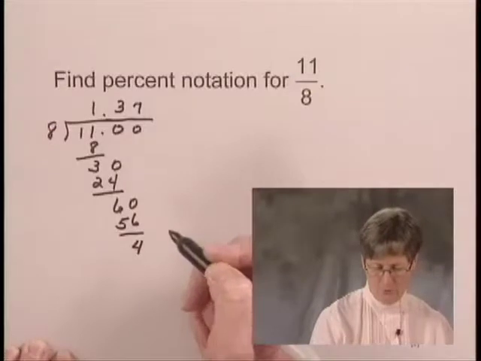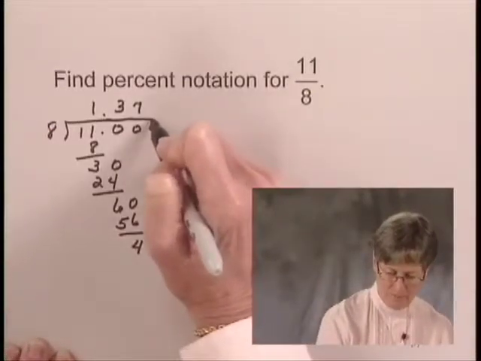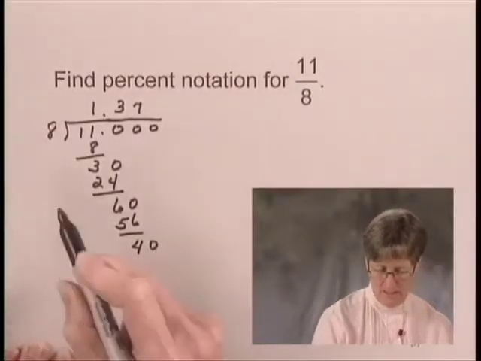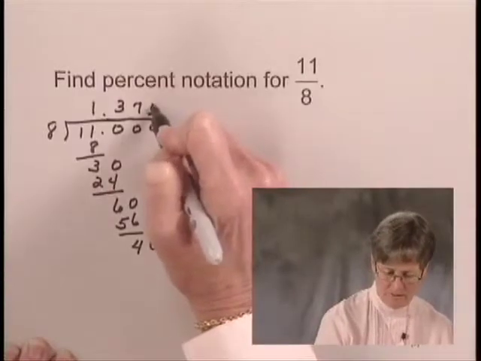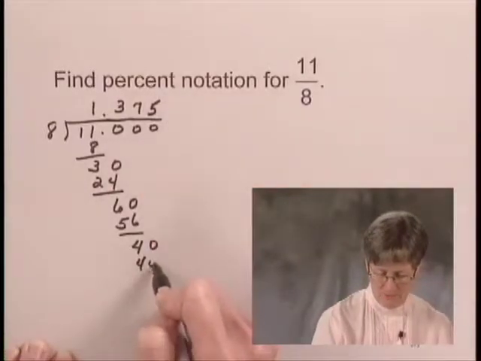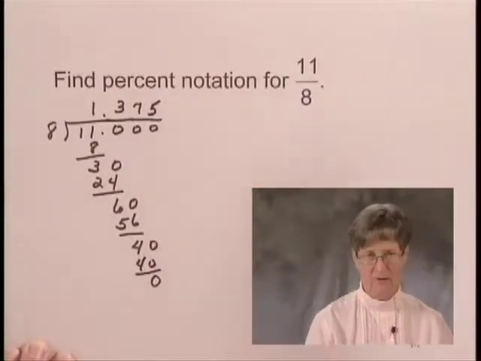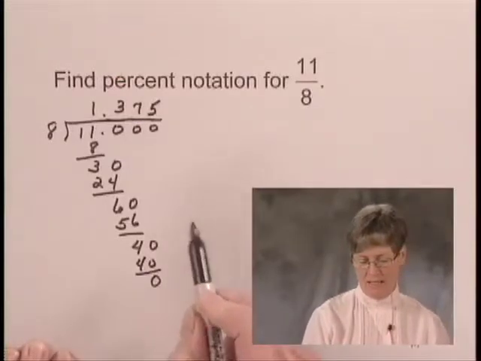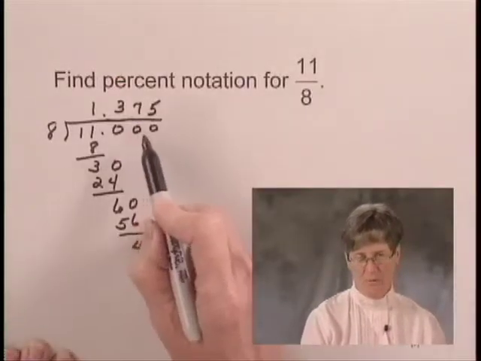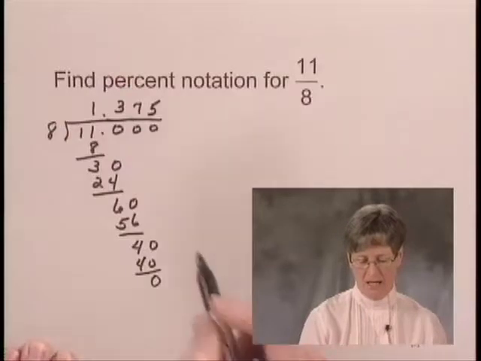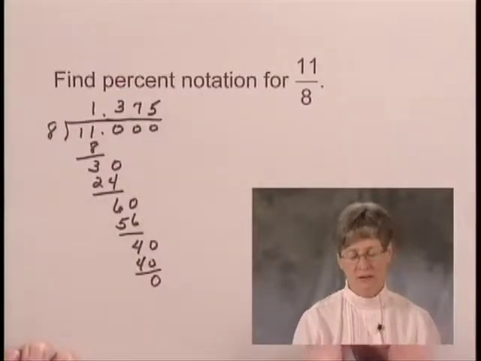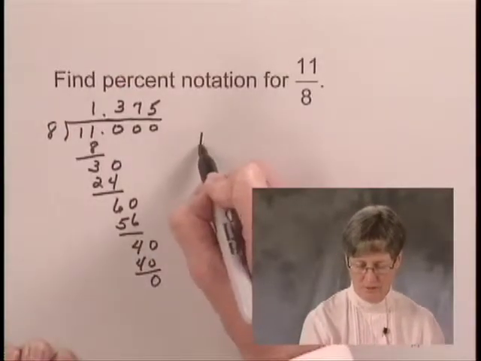The difference is 4. We'll need another 0 up here. 8 goes into 40 5 times. 5 times 8 is 40. And the difference is 0, so we're finished. We know that decimal notation for 11 over 8 is 1.375. And now we'll convert 1.375 to percent notation.